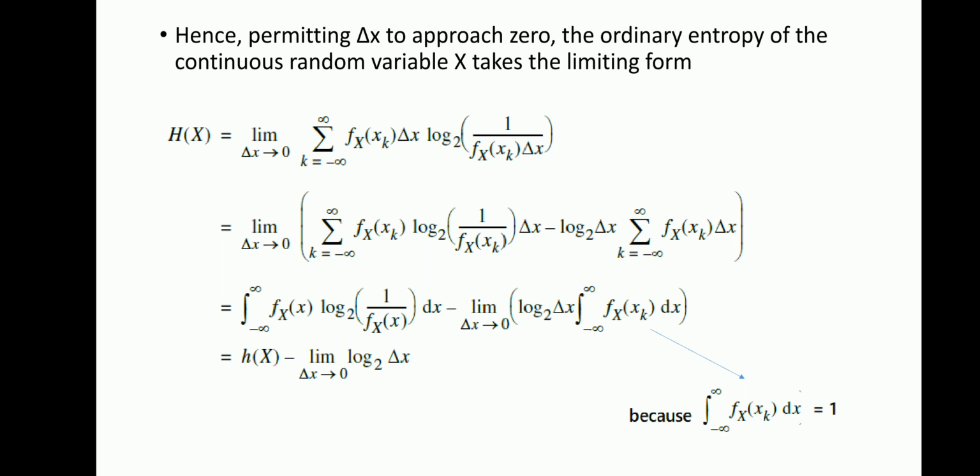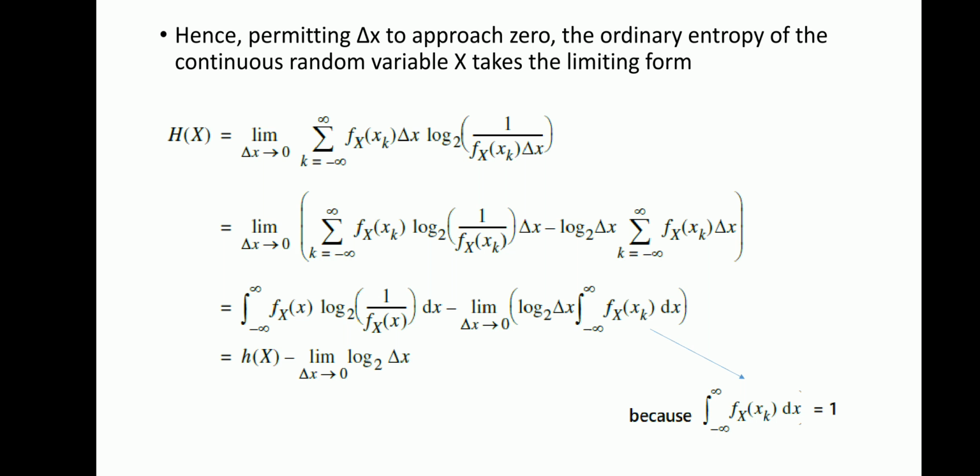So we can write this fx of xk as fx of x itself, and as del x tends to 0, the summation becomes an integral equation. So we can write it as integral of minus infinity to plus infinity fx of x log of 1 by fx of x to the base 2 dx, minus, the second case is limit del x tends to 0.